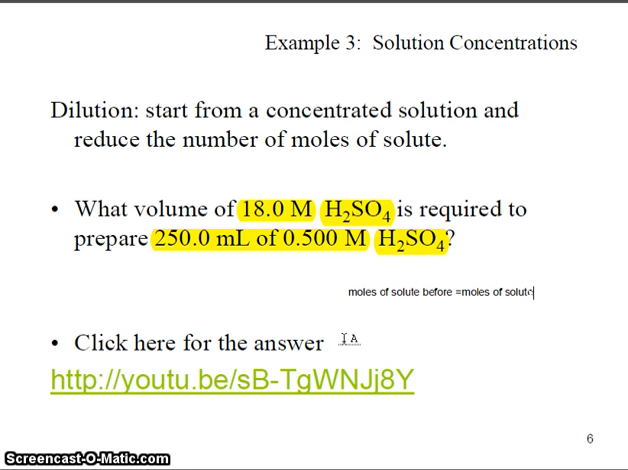has taken place. So moles of solute before should be equal to moles of solute after, and essentially what you say is Mi times Vi, I for initial, is equal to Mf times Vf, where F is for final, and you simply plug in the numbers that you have here. So for instance, 0.500 molar, that will be the final molarity. 250 milliliter, that will be the final volume. Mi is going to be the initial molarity, and volume is what you are seeking.